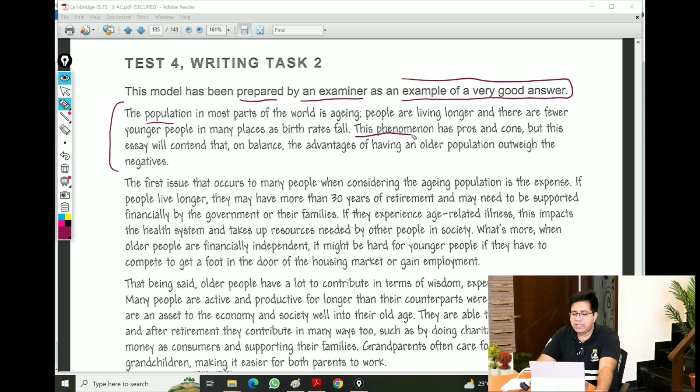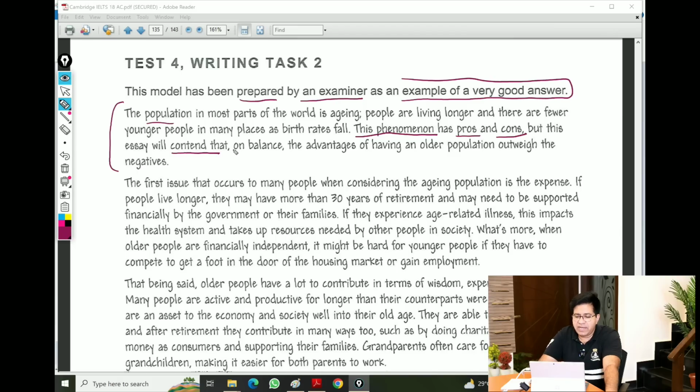Some people say they are a burden on the government. Other people say there are benefits. So this is the general sentence. This phenomenon means the life expectancy has increased and there are more old people and all that. This phenomenon has pros and cons. Now for advantages, disadvantages, the words are pros and cons, comma, but this essay will contend that, good sentence, you can copy it.